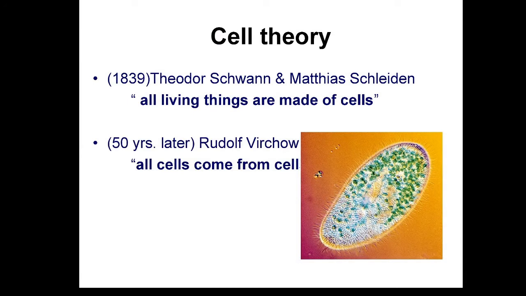After Robert Hooke, a number of theories were put forward to give proof for the cell structure and its biological function in all living organisms. The first theory was in 1839 by the scientists Theodor Schwann and Matthias Schleiden. According to these two scientists, all living things are made up of cells. Later, about 50 years later, the scientist Rudolf Virchow stated that all cells come from a cell. Yes, the origin of a cell is itself a cell.